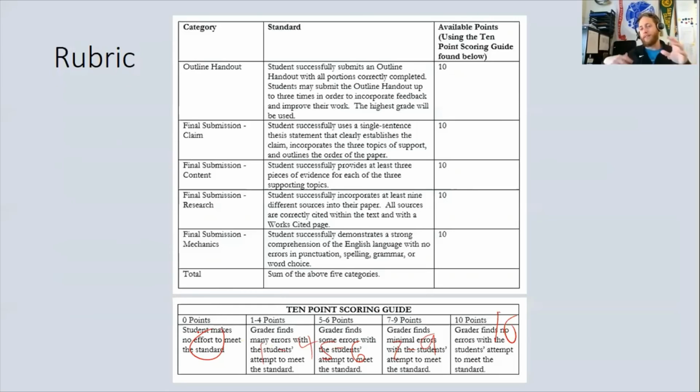So again, this is based off of how many errors I catch. You want to be as perfect as possible. And again, if you want me to look it over ahead of time and I'll give you feedback, that's a pretty good way to make sure that you're getting as close to a 10 as possible.